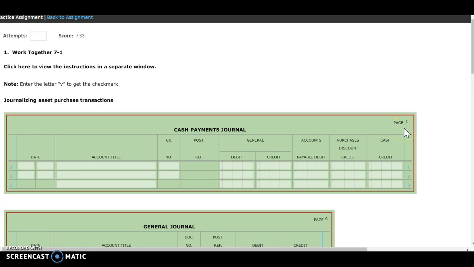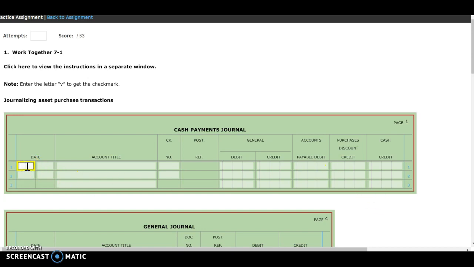Okay, so our first transaction is January 3rd. It says that we paid cash for a printer, plant asset number 321, $840. No estimated salvage value, estimated useful life 3 years, serial number is given to us, and then check number 610. So first we're going to put it into our general journal. Since we're paying cash, we're going to go into our cash payments journal.